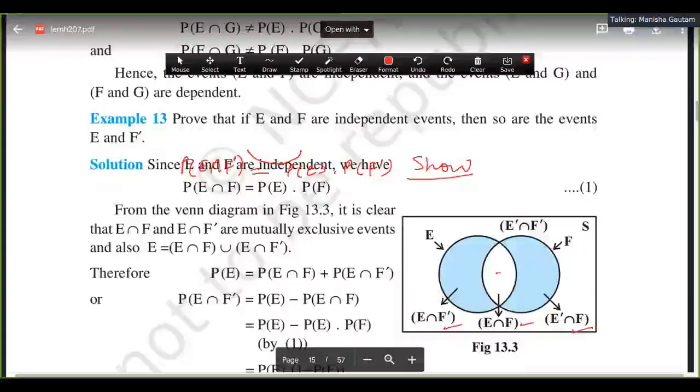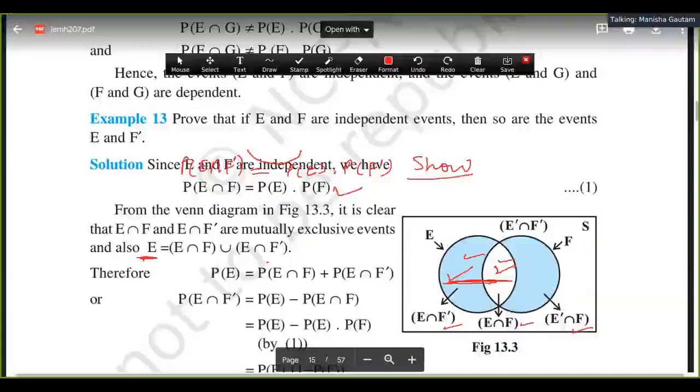Now it is given E and F are independent events. You can write probability of E intersection F as probability of E into probability of F. Now E can be written as the union of E intersection F and E intersection F'. You can write E like this from the Venn diagram. You can see here, this is the whole E. You can combine these two by the union sign.